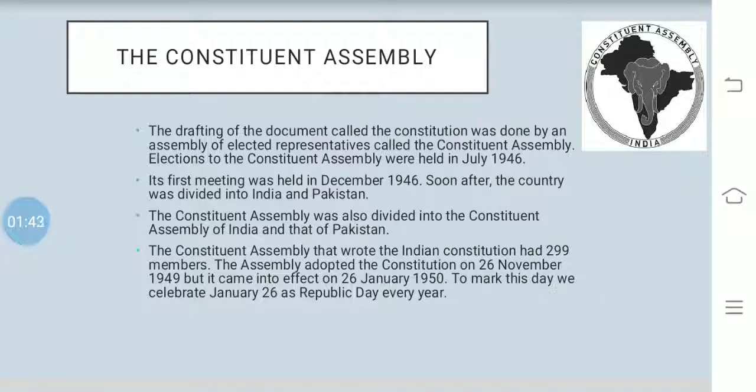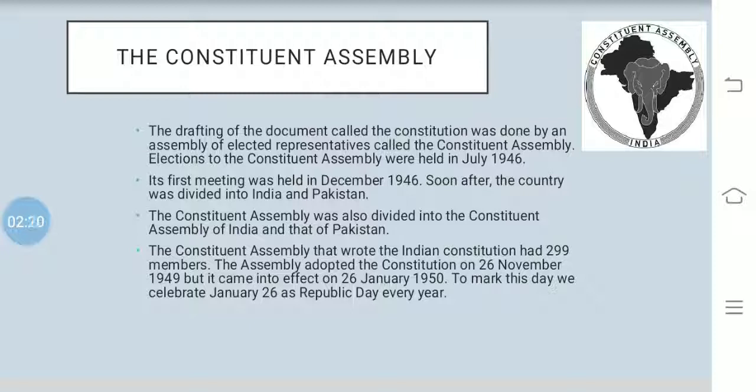So the elections were held in the year 1946, and the result came in July. And the first meeting of the Constituent Assembly was held on 9th December 1946. But as you know, soon after that we had the independence movement, and with independence came the partition of the country. India was partitioned into two, India and Pakistan. And also the members of the Constituent Assembly were divided among them.